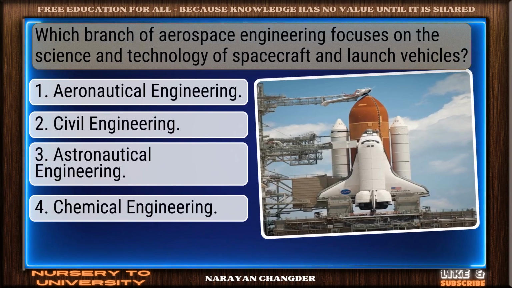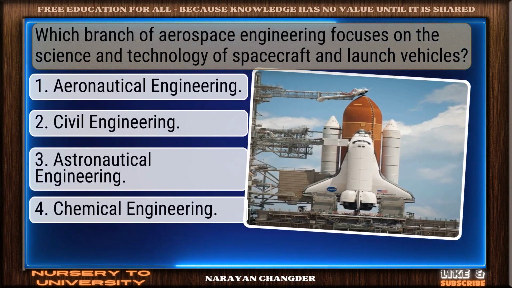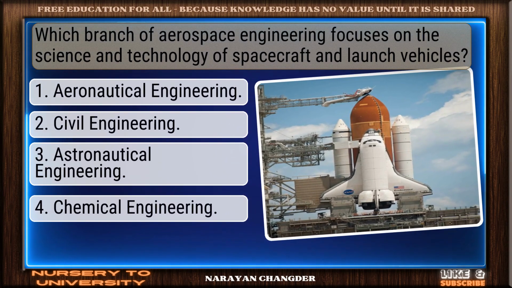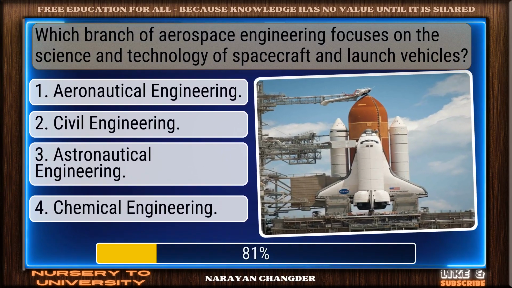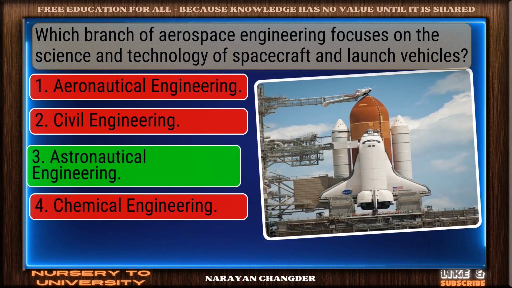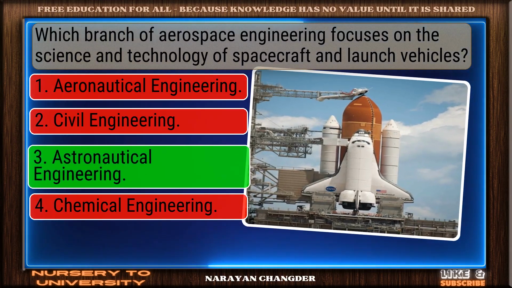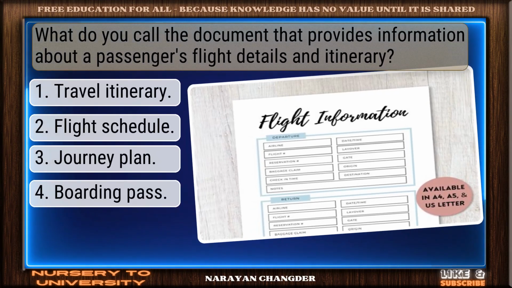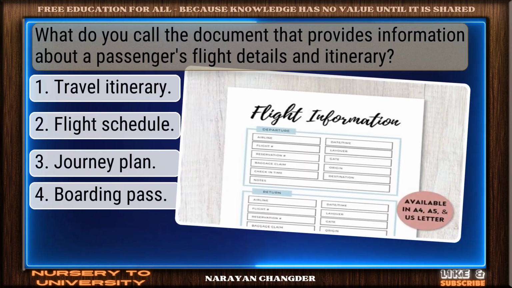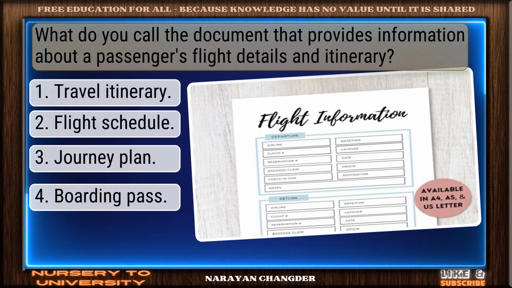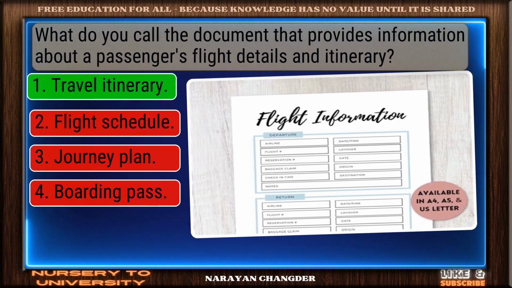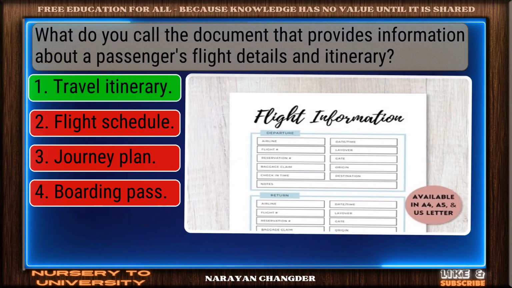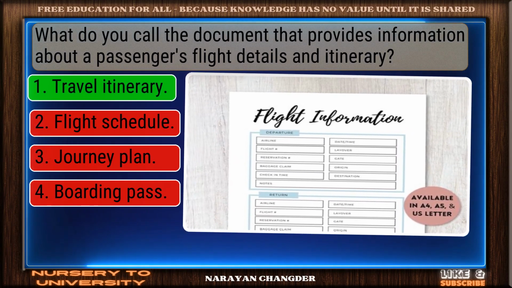Which branch of aerospace engineering focuses on the science and technology of spacecraft and launch vehicles? You're right. Astronautical engineering is the correct answer. What do you call the document that provides information about a passenger's flight details and itinerary? Smart move. Travel itinerary is an accurate answer.